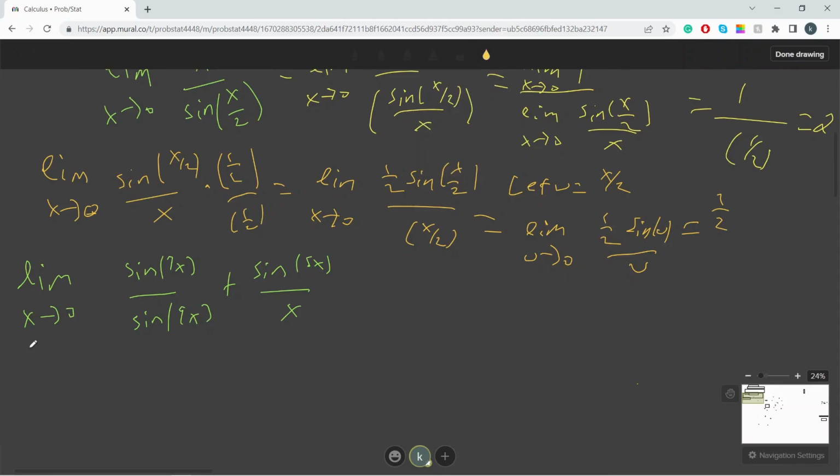One thing that's good when you have limits that are long and complicated is to separate them into separate problems and solve each subproblem individually. This will make sure you're organizing your thoughts nicely. So we're going to solve for the limit as x approaches 0 of sine of 7x over sine of 9x, and then we're also going to solve for the limit as x approaches 0 of sine of 5x over x.